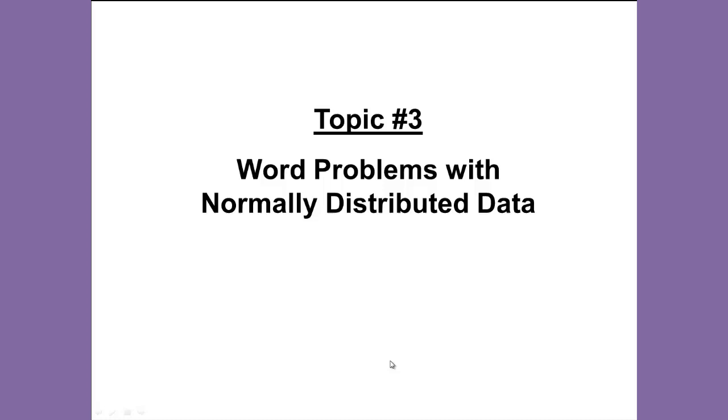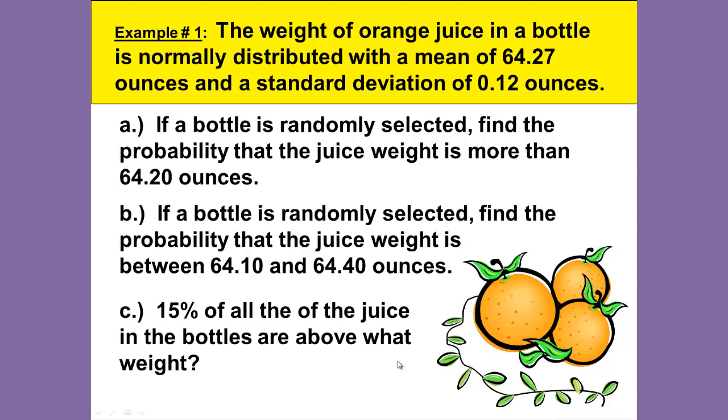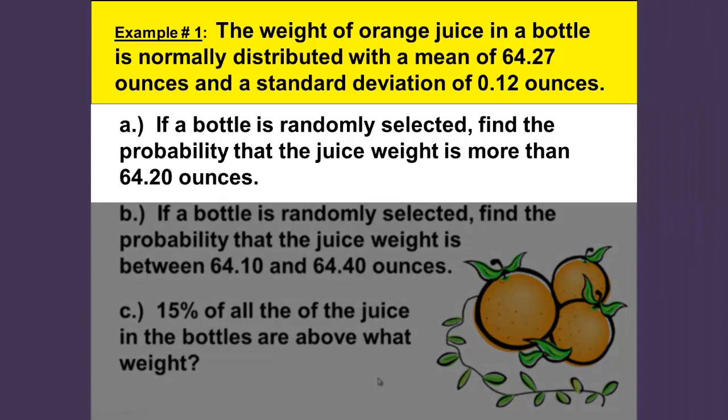We will go on to topic number 3, word problems with normally distributed data. The weight of orange juice in a bottle is normally distributed with a mean of 64.24 ounces and a standard deviation of 0.12 ounces. And we have 3 different types of problems that we will answer based on that setup. We will concentrate first on part A. If a bottle is randomly selected, find the probability that the juice weight is more than 64.2 ounces.